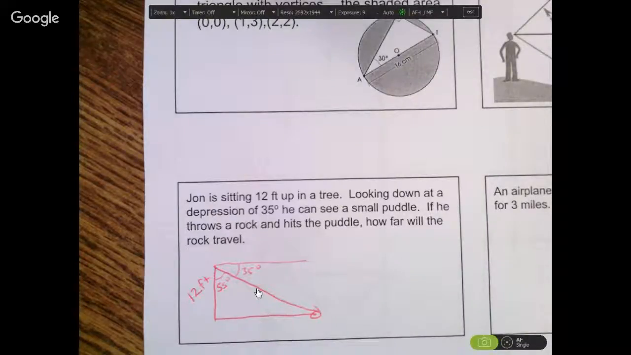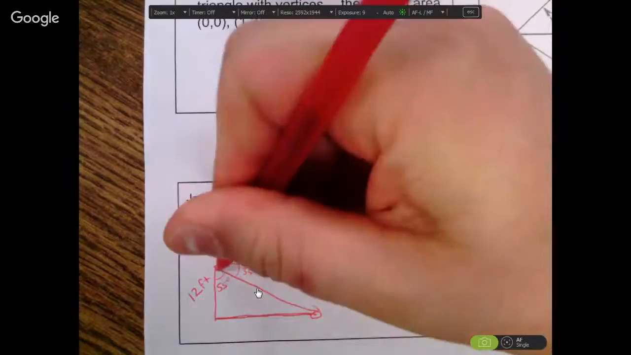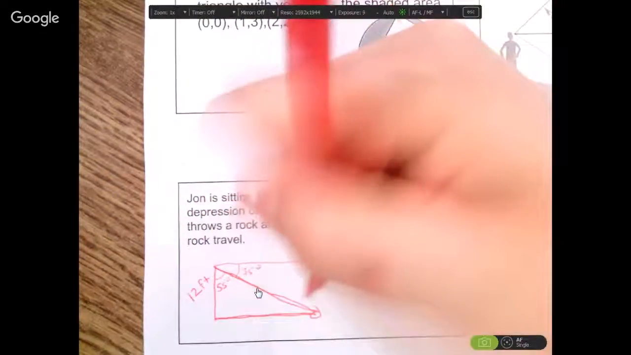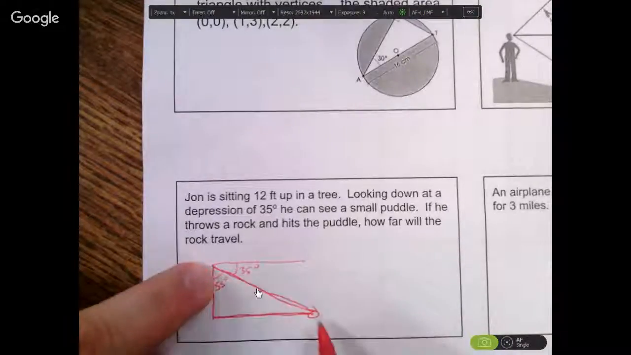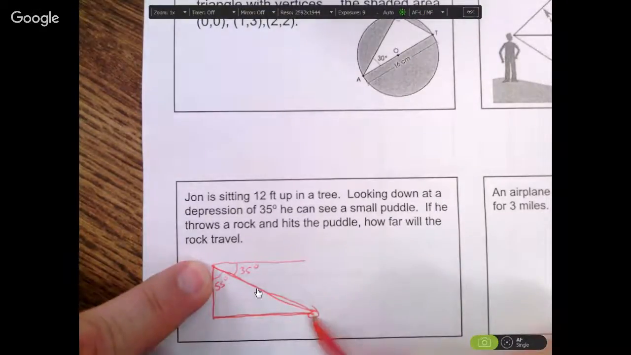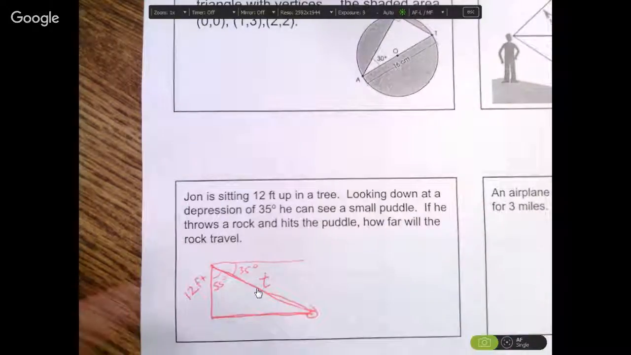Now, the other thing that's going to throw us off on these problems is answering the right question. There are two sides that are unknown. We don't know this side, and I don't know this side. So the trick is, which side are they asking for? In this question, we're looking for the hypotenuse. It says, how far would the rock travel? If I threw a rock from here to here, it's the hypotenuse. So I'm looking for this right here. I'm going to pick t as my variable for travel.